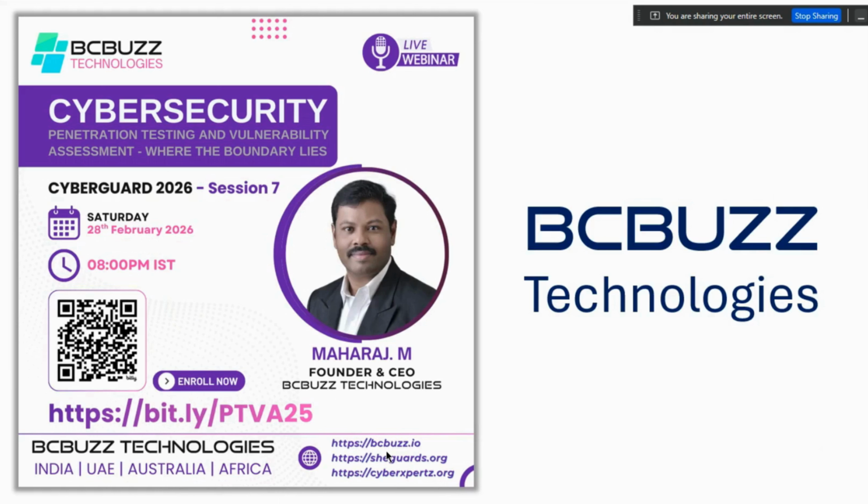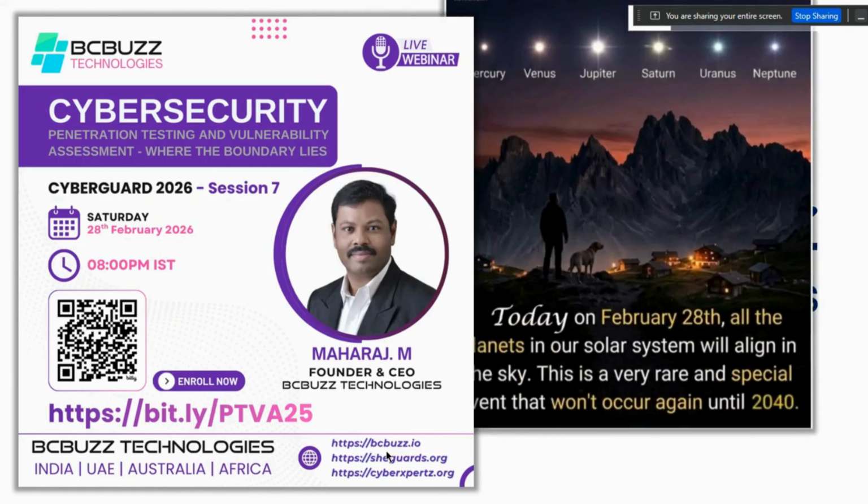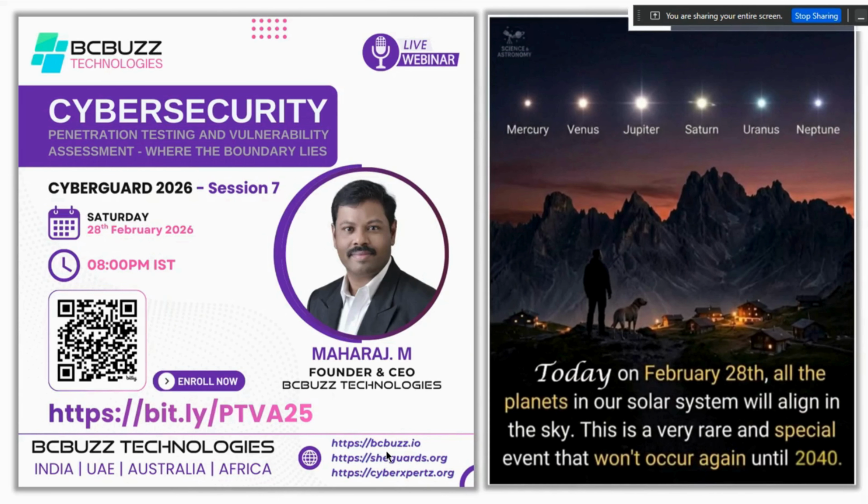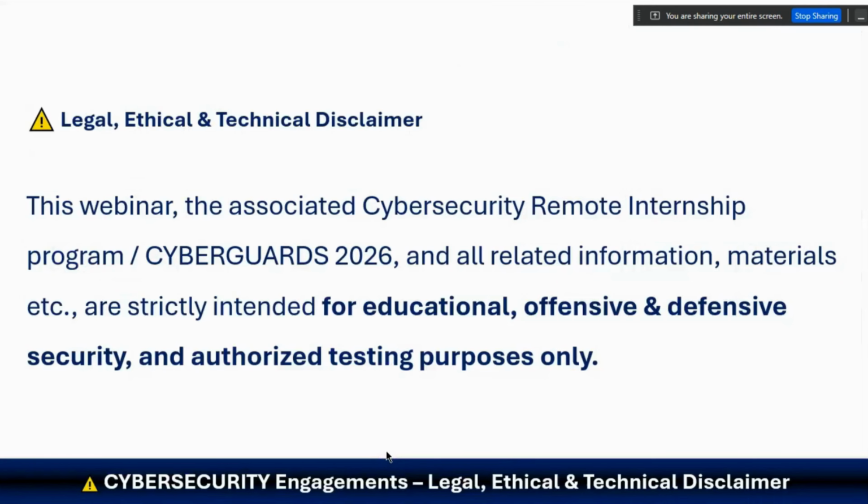Today, 28th of Feb 2026 is another special day, not just because I'm delivering one more session after a long time, but because something entirely different. This special day comes after another 14 years, in 2040. Any guesses? Okay, here it is. Today, all the planets in our solar system will align in the sky, and this event won't occur again until 2040. Just another special day.